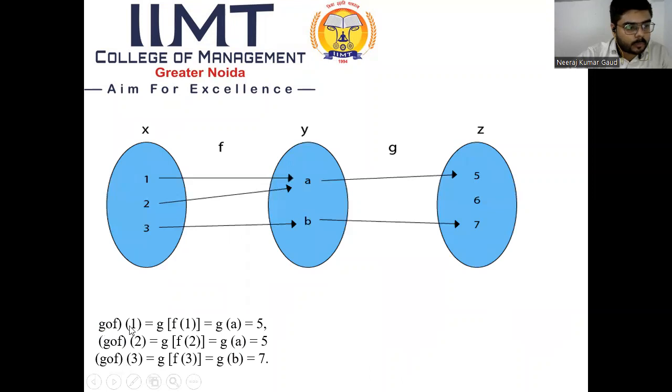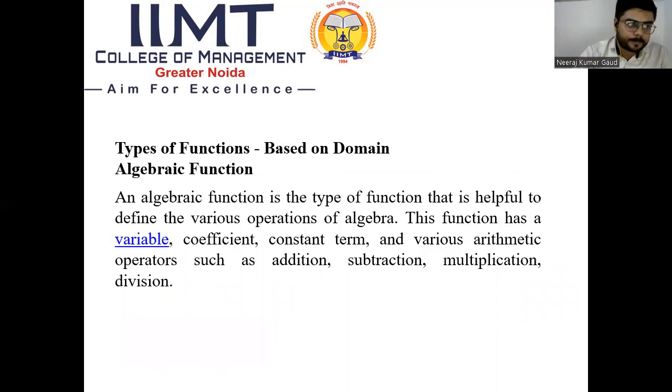So we're going to find g o f of 1, which becomes g of f of 1. We have f of 1 is a, so it becomes g of a. Now what is the value of g of a? g of a is 5. Similarly, g o f of 2 becomes g of f of 2, and f of 2 is a. Now g of a is 5. Similarly, g o f of 3 is g of f of 3, f of 3 is b, and g of b is 7.